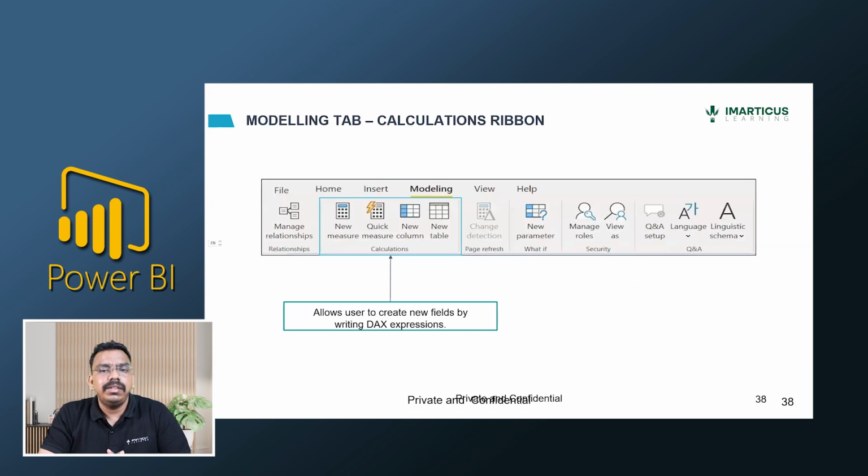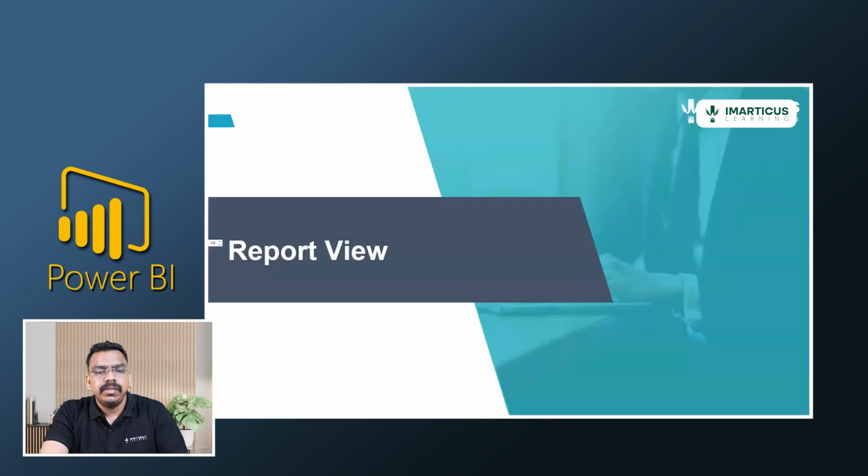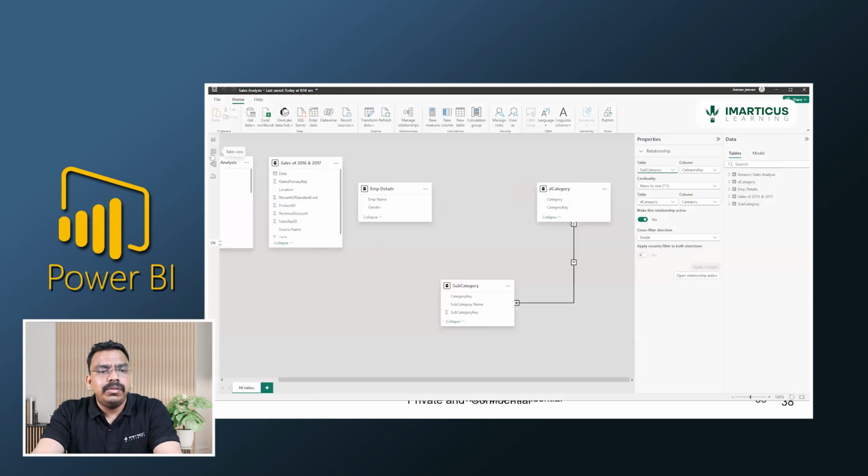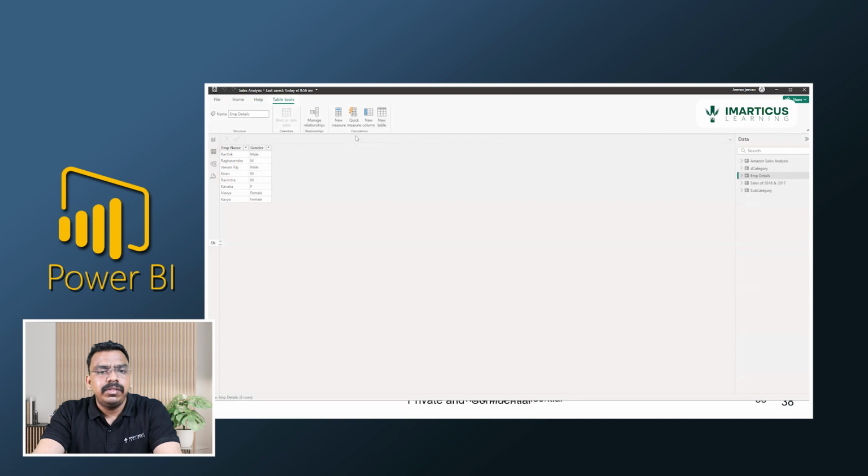Now we have the calculation ribbon. Now I will explain to you what the calculation ribbon is. This calculation ribbon will allow you to create a DAX expression. So what is DAX? DAX is nothing but a data analysis expression. If you want to do some calculations, you can do so by using this calculation ribbon. For example, let me go back to Power BI. I will go to this table view. There is an option called calculations, right? So if you want to create your own calculations, let me do it for you.